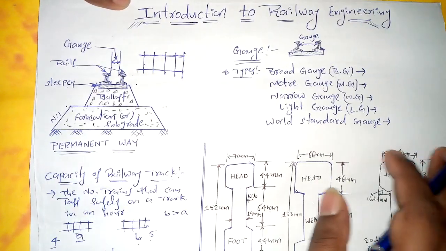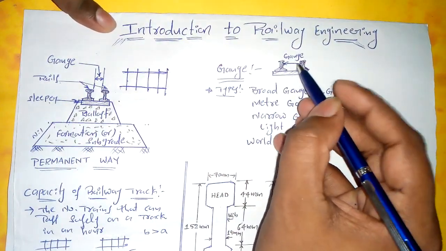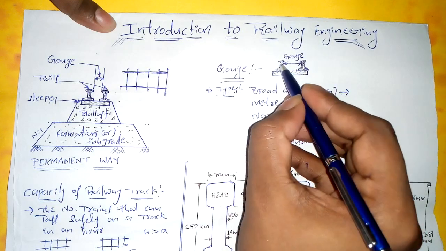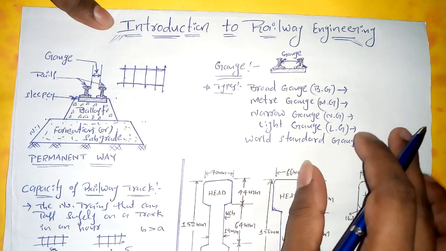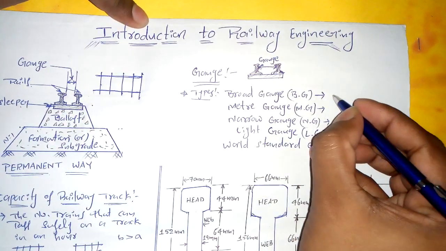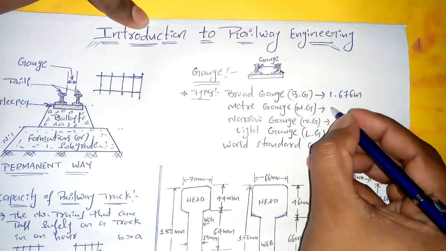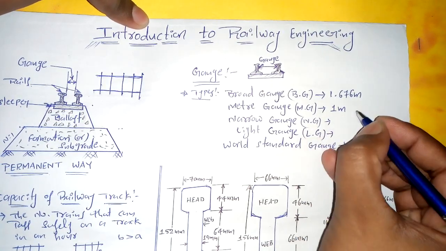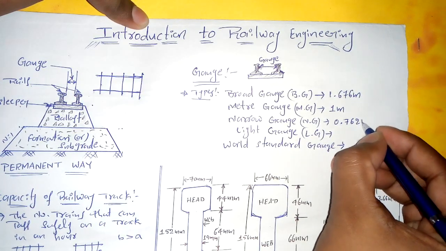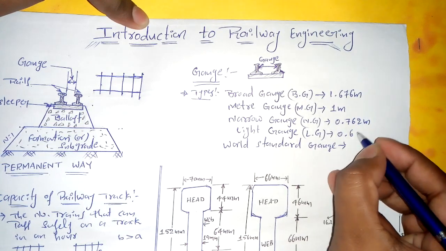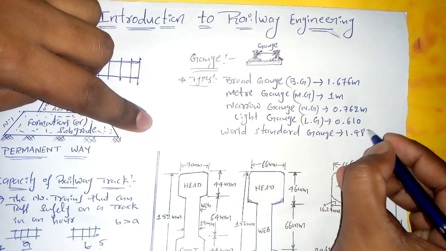Then gauge. Gauge is the clear distance between the two rails. So this is the gauge. In India, the standard gauge is broad gauge, which is 1.676 meters, and meter gauge is 1 meter, and the narrow gauge is 0.762 meters, and the light gauge is 0.610 meter. The world standard gauge is 1.483 meters.